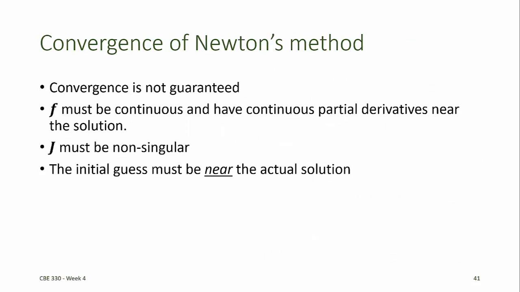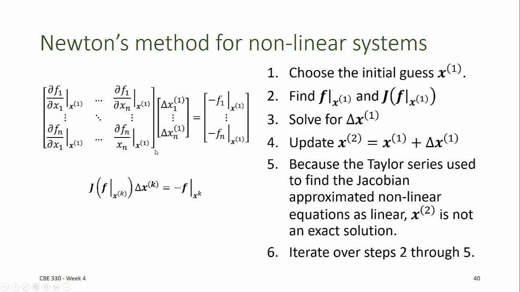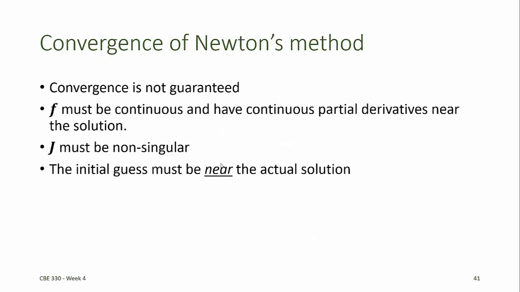Just like with Newton's method for a single equation, our function f must be continuous and have continuous partial derivatives near the solution because we have to compute the Jacobian. Furthermore, the Jacobian must be non-singular. This is required in order for this matrix vector equation to have a solution. Finally, the initial guess must actually be near the actual solution for Newton's method to converge.